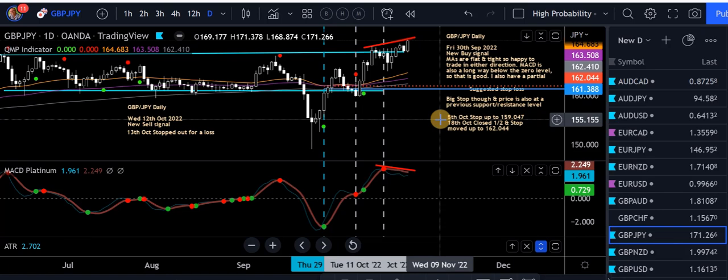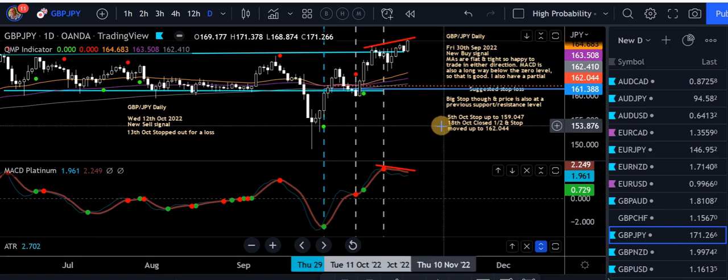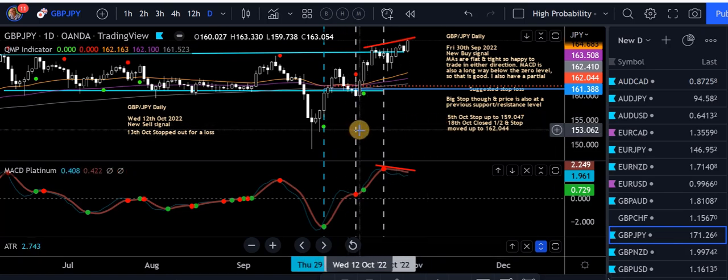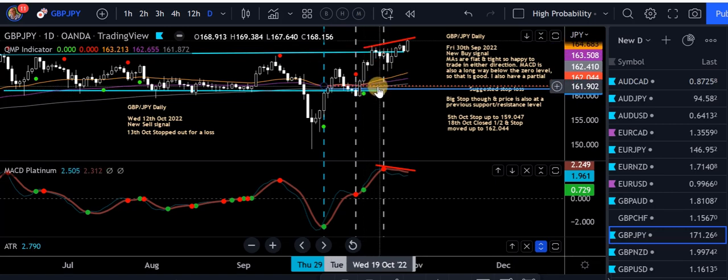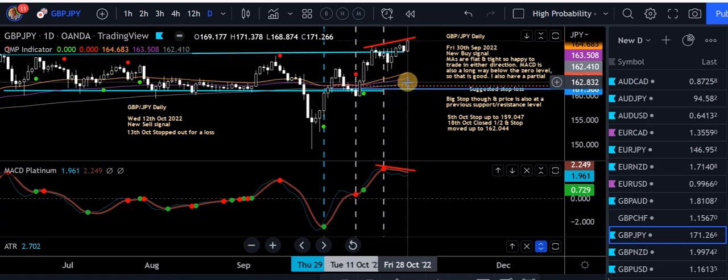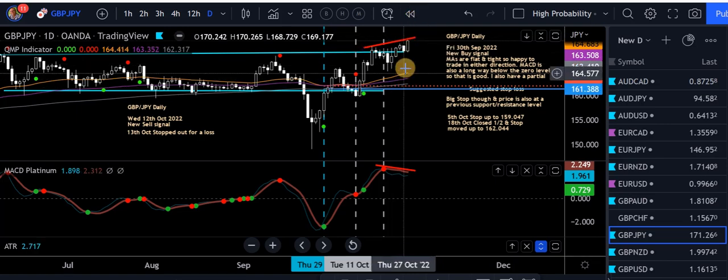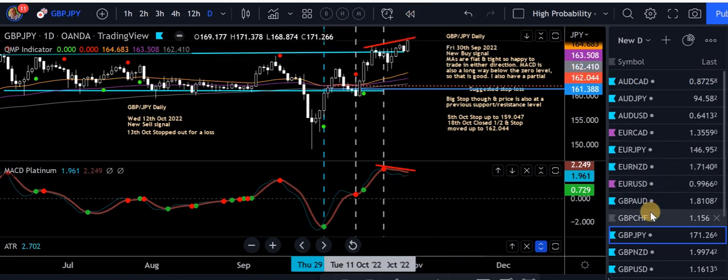5th of October, moved the stop. 18th of October, closed half. So let's have a look at the 18th of October. On this high here, this previous high, closed half that buy, and the stop's moved right up here now. Moving averages start to split to the upside, so all good. Good trade. Now, hopefully, if it just keeps on going up and up, great, because I'm in a buy and I can't lose.